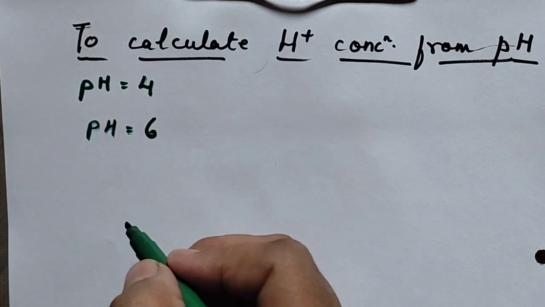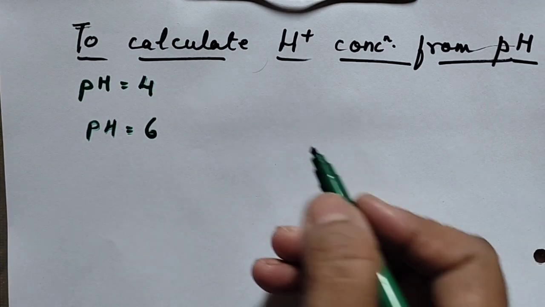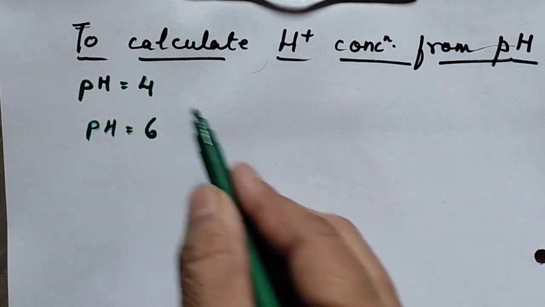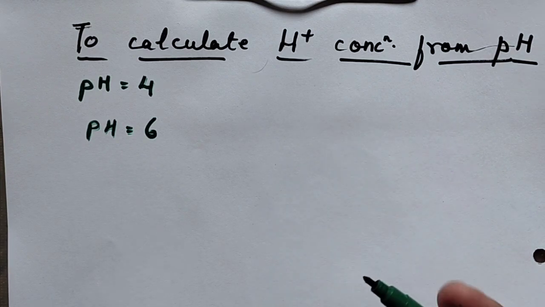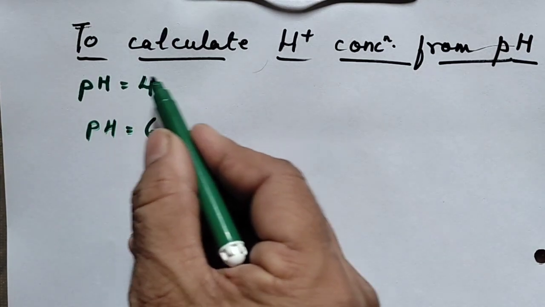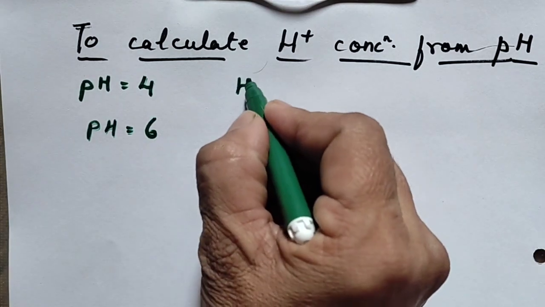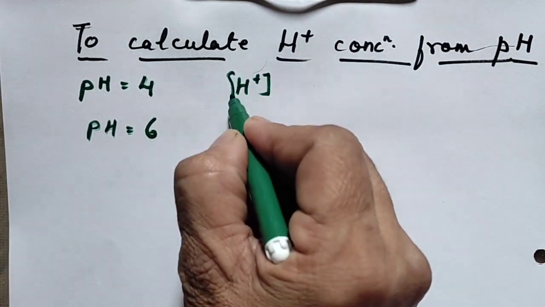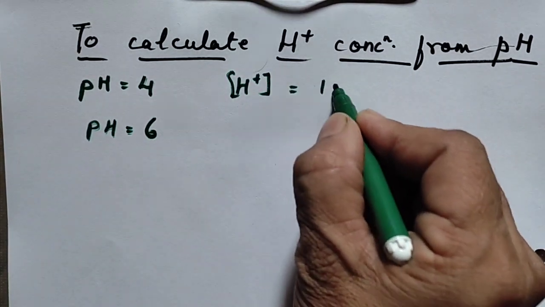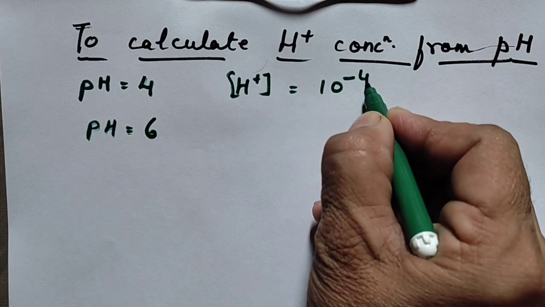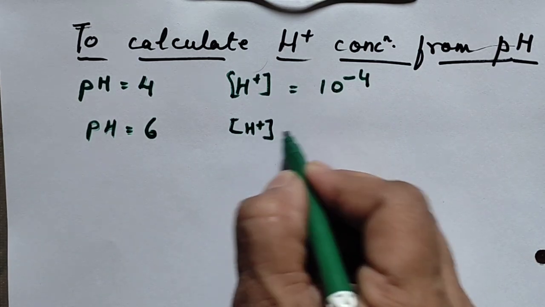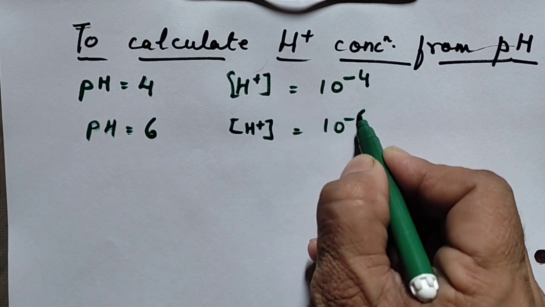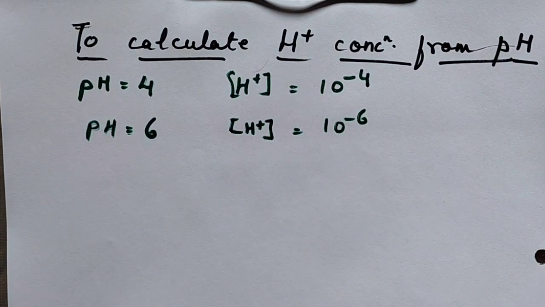Then whatever the pH value is, the hydrogen ion concentration will be 10 raised to that power, because what is pH? Basically, it is the power of hydrogen, potency of hydrogen. So if it is a whole number, then simply you write hydrogen ion concentration is equal to 10 to the power minus 4, and in the other case the hydrogen ion concentration will be 10 to the power minus 6. So if it is a whole number, you just write it as the power.